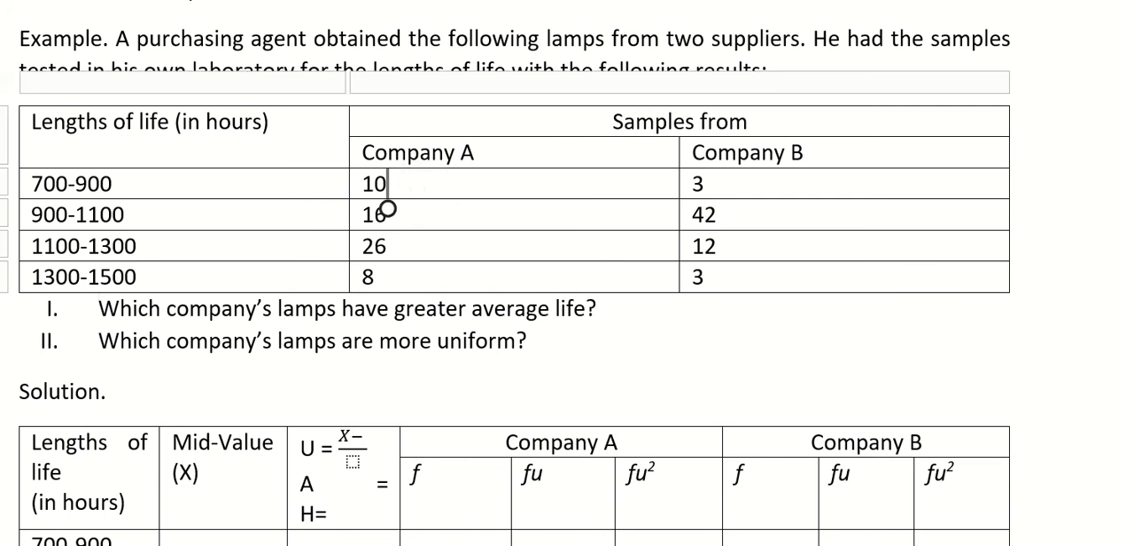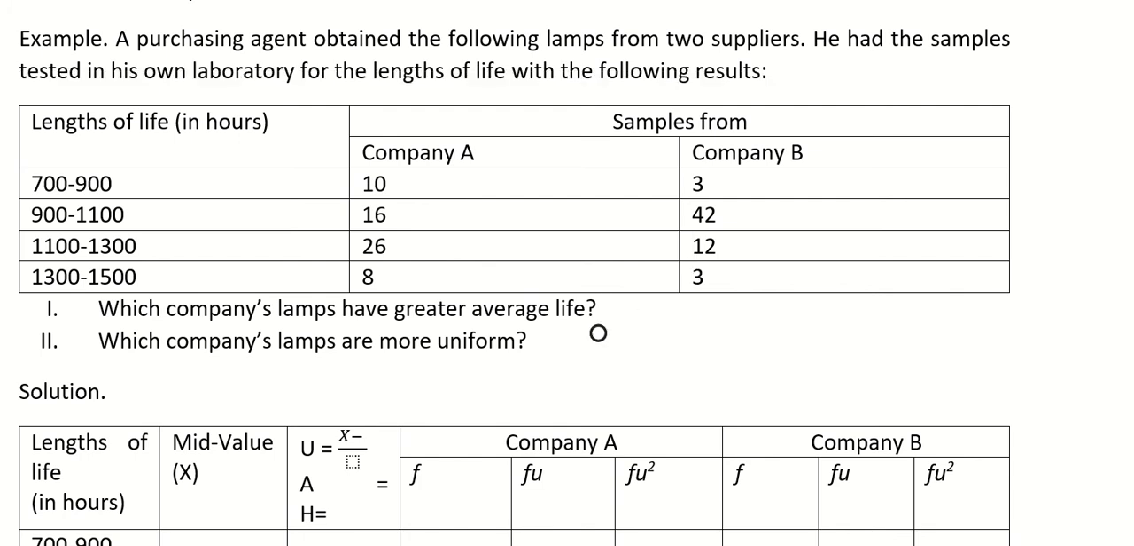There are 10 lamps in company A whose life was 700 to 900, and 3 lamps in company B. Similarly, in company A, there are 16 lamps whose life was 900 to 1100. Here it is 42. 42 lamps sustained for 900 to 1100 hours. Then in company A, there are 26 lamps whose life was 1100 to 1300 hours, and there are 12 lamps in company B which sustain from 1100 to 1300, and so on.